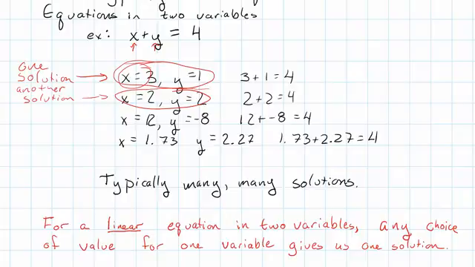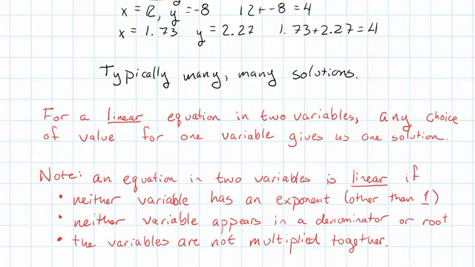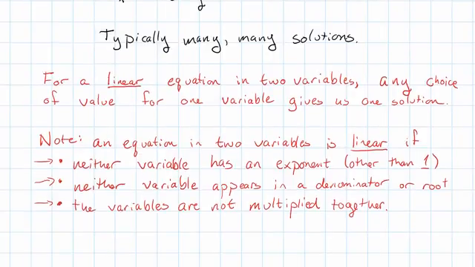Alright, I said that's true for a linear equation in two variables. What constitutes a linear equation in two variables? An equation in two variables is linear if neither variable has an exponent other than 1. Neither variable appears in a denominator or inside a root. And the variables are not multiplied together.